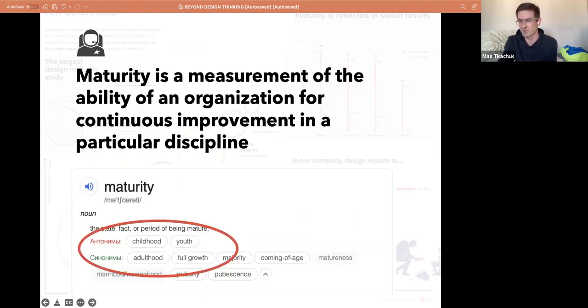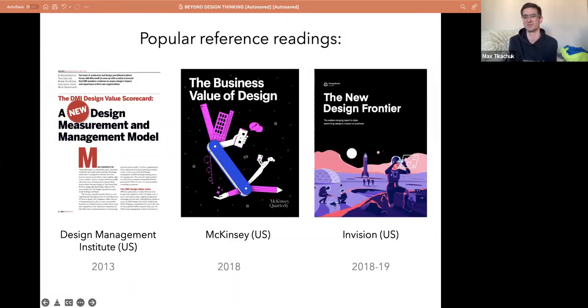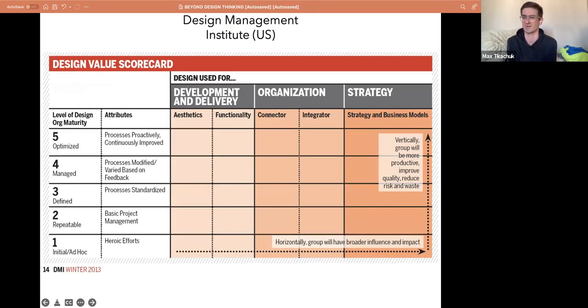If you go, say, to a designer and ask for a good design maturity read, mostly you'll get one of these three. Maybe in the last couple of years we have maybe four or five, but this body of work is really good. It started in 2013, the Design Management Institute, they even had a scorecard. So if you score your maturity with this scorecard, you can understand how to bring maturity to your organization with the help of design.